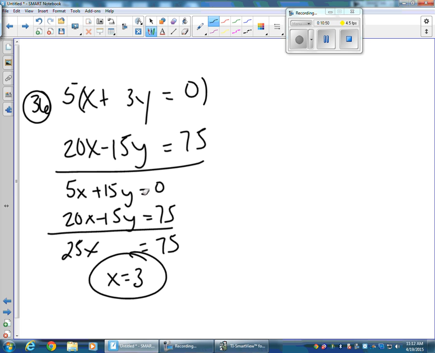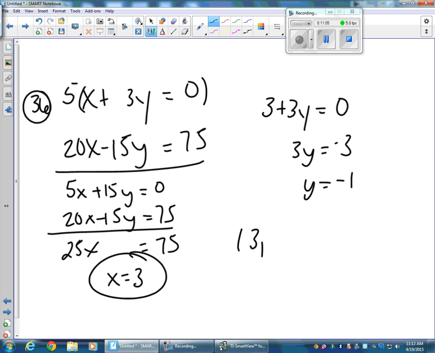There's one of my answers. I'm going to go back to my original problem before I multiplied it by 5. And if x is 3, then I get 3 plus 3y equals 0. Subtract 3, I get 3y equals -3. So y would have to be -1. So my answer is 3, -1.